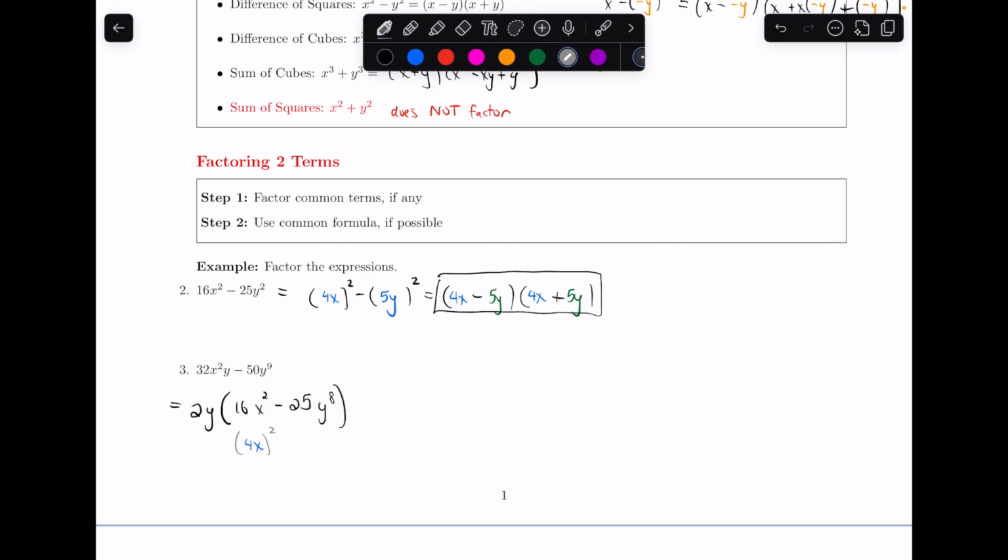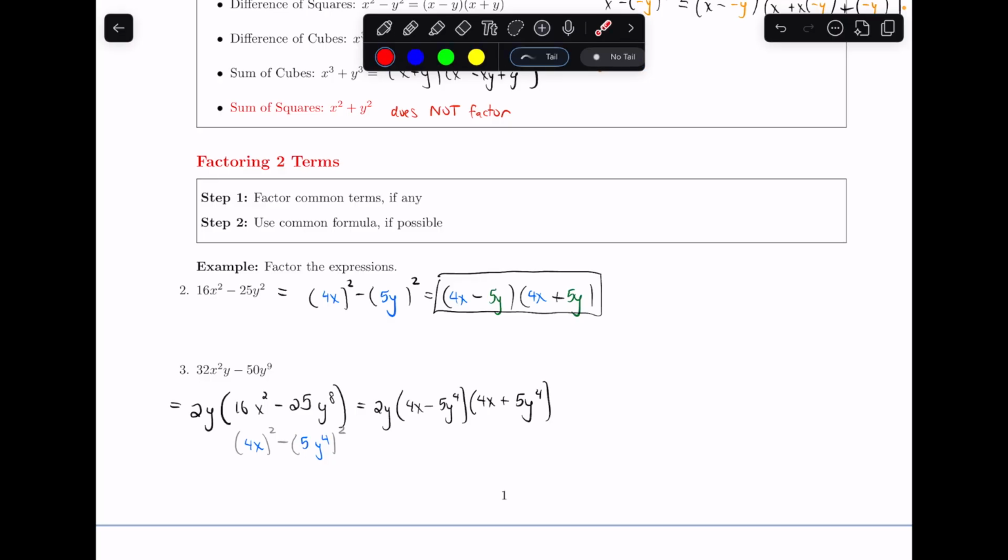And then I got minus the 25y to the 8. Oh, that is a perfect square, because I'm going to have a 5, but then I have a y to the 4th, because when I square that, I get this power to a power, which means I multiply the powers. Ooh, so I can do some difference of squares there. So I'll get 2y factored out already. And then the first thing, 4x, minus the second thing, 5y to the 4th, times the first thing, 4x, plus the second thing, 5y to the 4th. Okay, so I did my difference of squares.